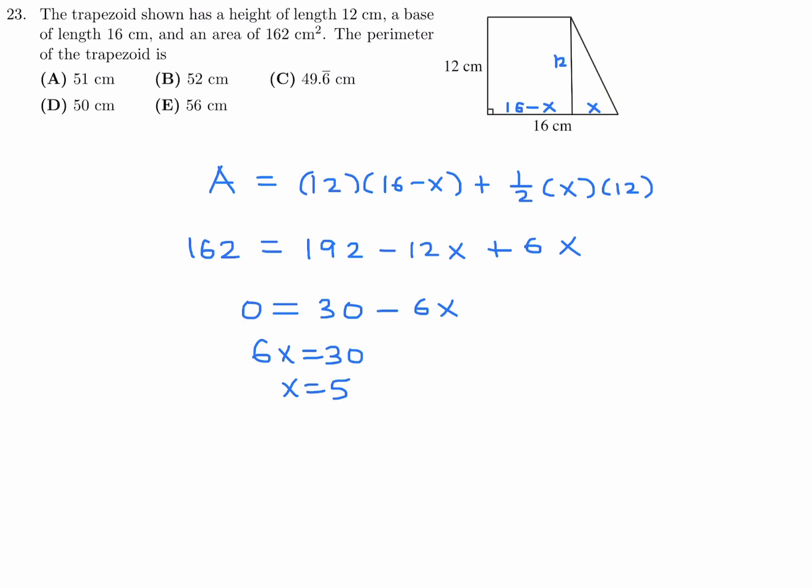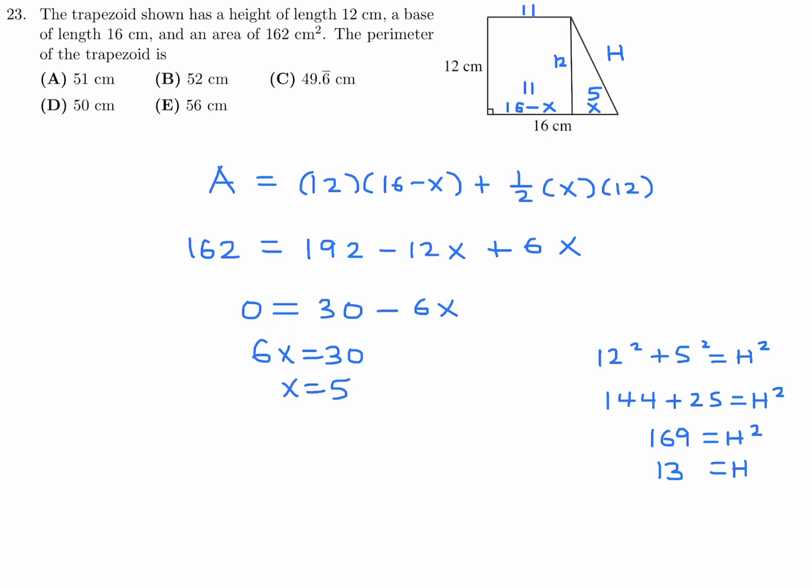And what are they asking for? The perimeter. Okay, so the perimeter, let's fill all these in now. If x is 5, this is obviously 5. This is going to be 16 minus 5, which is 11. And therefore, this over here at the top would be 11. And then the only thing we don't know is that one, but that one we can figure out with Pythagoras. Let's just call it h for hypotenuse. So 12 squared plus 5 squared is h squared. So that's 144 plus 25 is equal to h squared, and therefore that's 169 is h squared, and therefore h is 13. And now we have all the sides, we can figure out the perimeter.